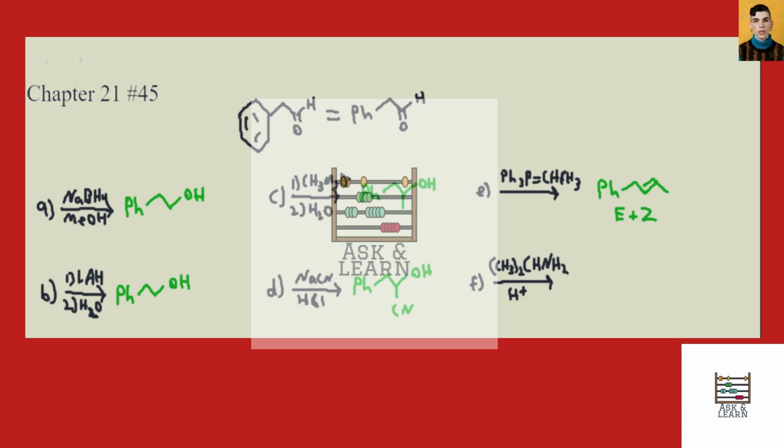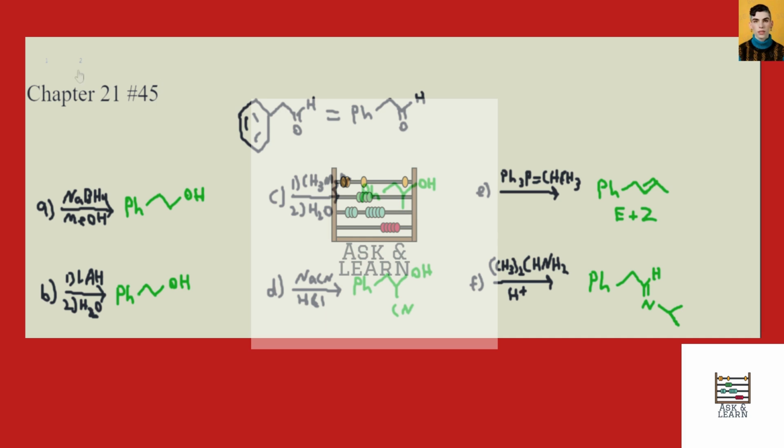For F, we're using a primary amine and some acid. So this is going to be an imine that we form. And so our imine product is going to look like this. We'll still have a hydrogen here. We have a nitrogen here now, and we've added what is attached to the imine, which in this case is an isopropyl group. And so our product is going to be that right there.